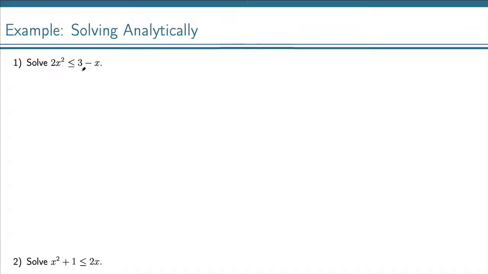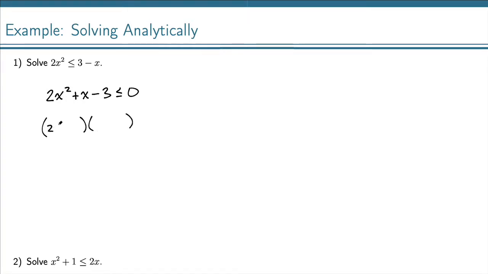To solve a polynomial inequality, we're going to move everything to one side. So I'll move everything to the left here: 2x squared plus x minus 3. And we want to find the zeros of this now. We're going to factor this.